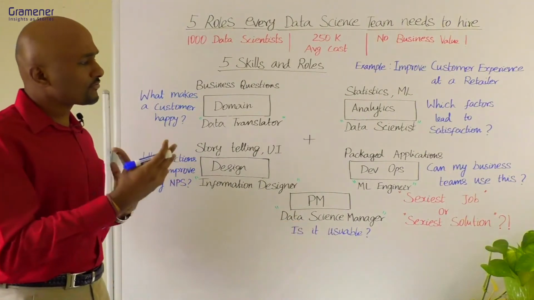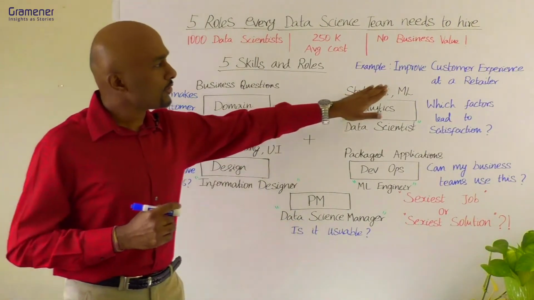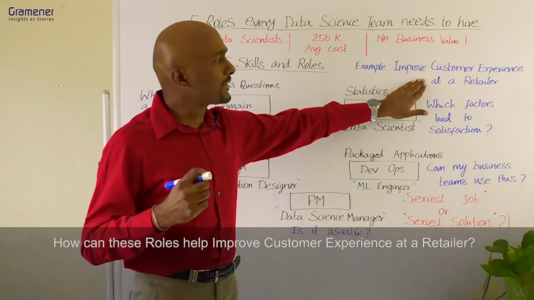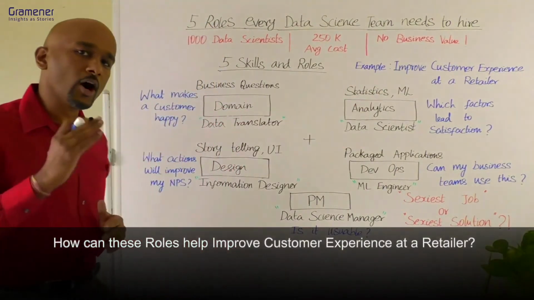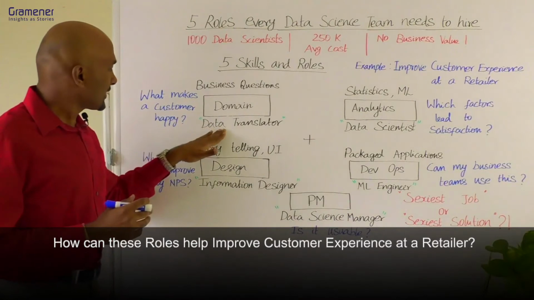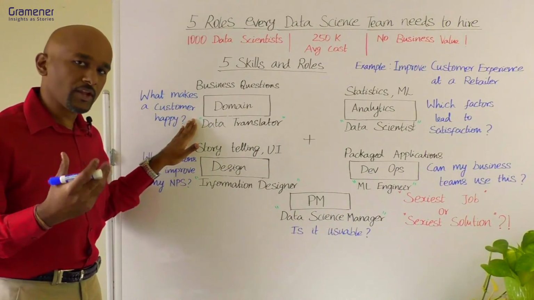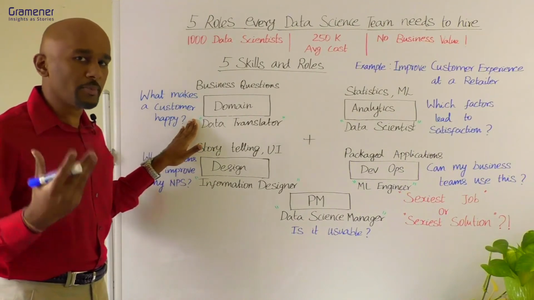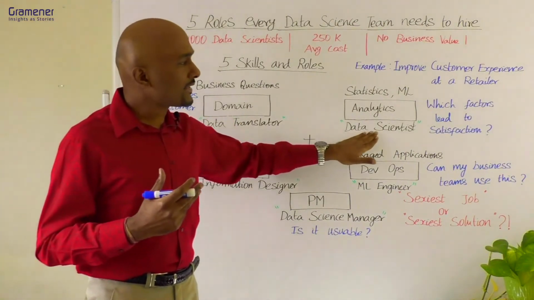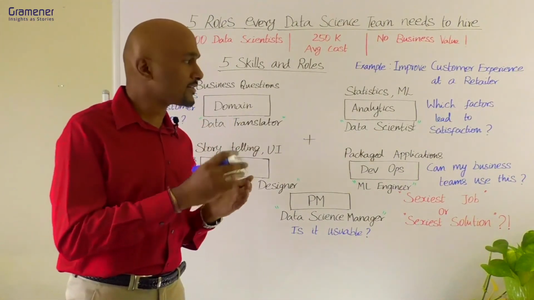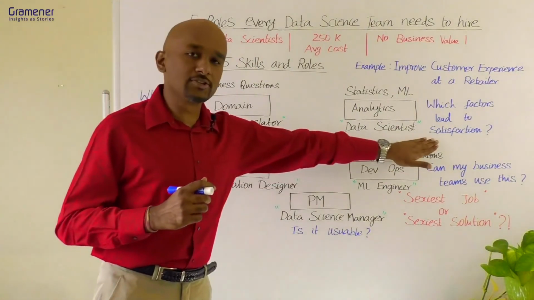So we've looked at these 5 roles. Let's look at an example. If there's a retailer looking to improve the customer experience, how can these roles help? A data translator can define what really makes a customer happy. What does it even mean? How do you measure it? And the data scientist identifies the contributing factors using data and measures them.